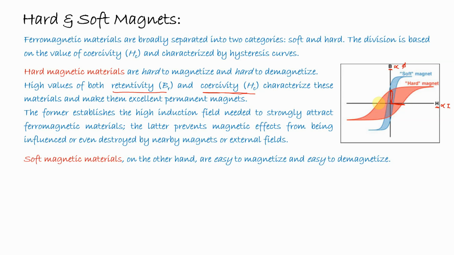And the coercivity indicates how much force is required to demagnetize this material. That means once the material is magnetized, we require this amount of force to demagnetize it. So it is an example of the hard magnet. This is the characteristic of the hard magnet. On the other hand, in case of soft magnet, we can see that the retentivity is very low and its coercive force is also very low. That means this material can be easily magnetized as well as easily demagnetized.